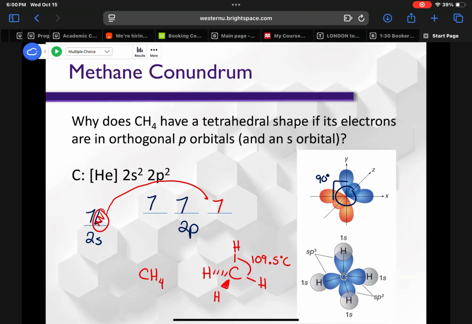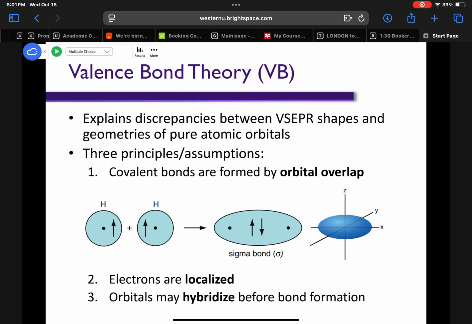I would expect the electron in the s orbital to be doing whatever it wants, it's in a sphere, but then 90-degree angles. And we don't have any 90-degree angles here. So where are the electrons from the carbon atom if they're not in s and p orbitals? This is a bit of a conundrum. So we needed another theory to explain why we have a tetrahedral shape, bond angles of 109.5, when p orbitals are 90 degrees apart from one another. So what's happening when bonding occurs? Well, enter valence bond theory.